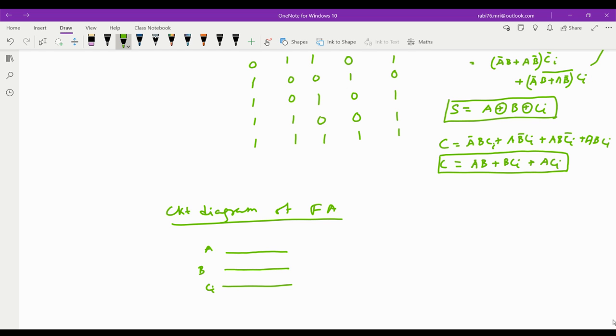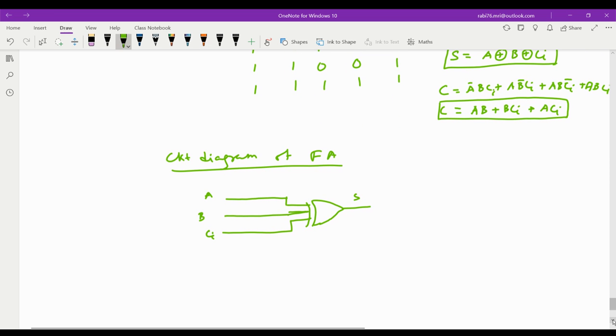Now, how to perform this? First, you have to take the XOR gate of these three inputs, right? And if a three input exclusive OR gate is available, then you can give all these inputs into a three input exclusive OR gate. This gives you the sum, right? And for carry, you need three AND gates, right? And there is a plus sign, so an OR gate.